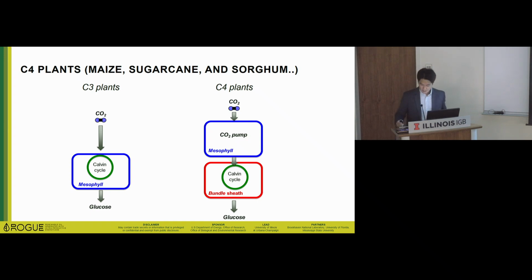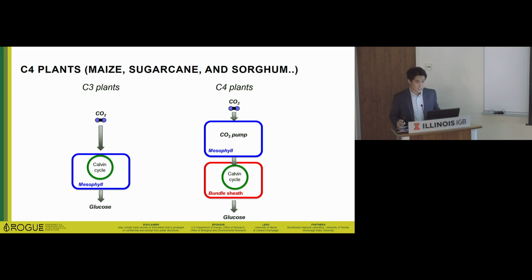To explain this, I want to show briefly and very simply the C4 and C3 photosynthesis plants. In a C3 plant, including soybean, wheat, and rice, they capture CO2 in the mesophyll cell, and then they do the photosynthesis in the mesophyll cell. I'm simplifying the story very generally. But in the case of the C4 plant, it's a totally different story.